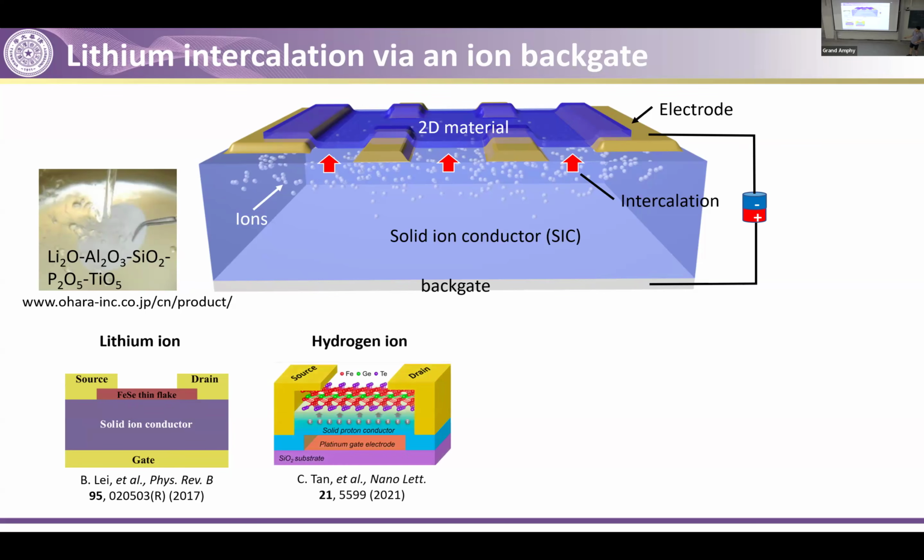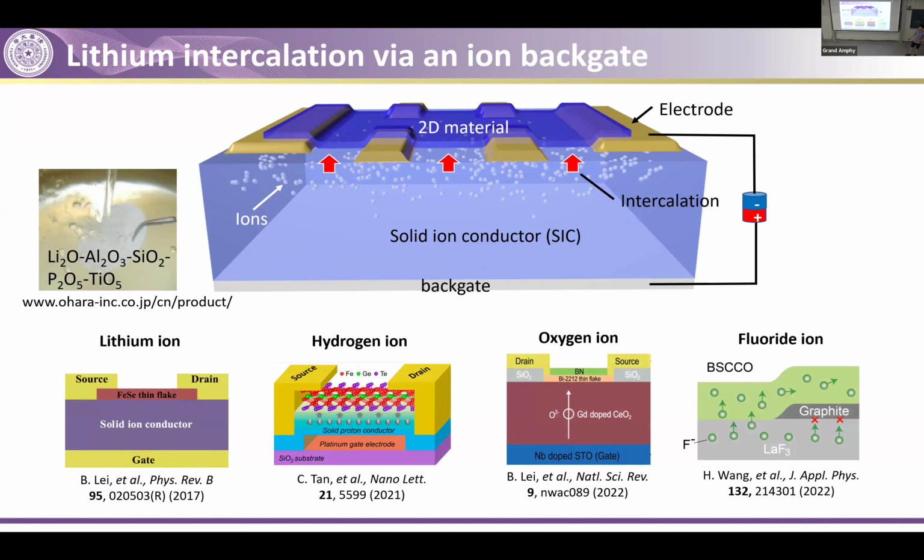The other tools in our toolbox include, for example, some solids that contain protons, hydrogen ions, and you can use that to intercalate and tune the properties. Of course, now we also have an oxygen ion containing substrate, and recently we also use fluoride, and we can inject fluoride ions into the material. So these are the tools we use.